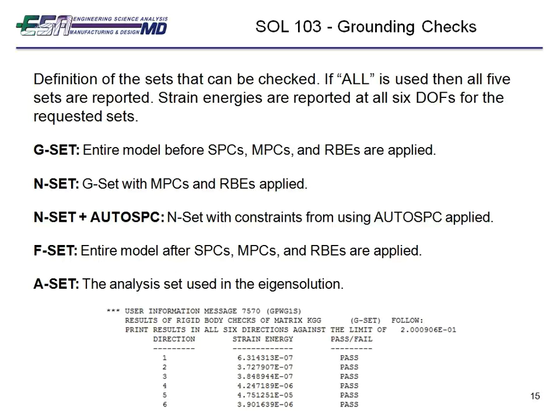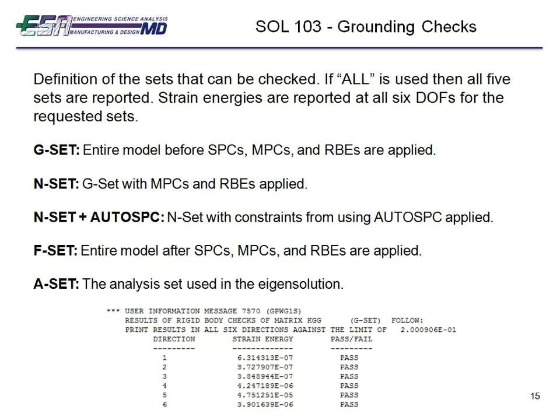Next, the N set is the G set with NPCs and RBEs applied, and if you have auto SPC set to yes, which it is by default, or if you are using auto SPC equals no and you have unconstrained degrees of freedom, you'll see N set plus auto SPC, which is all the degrees of freedom that are being constrained once auto SPC is being applied.